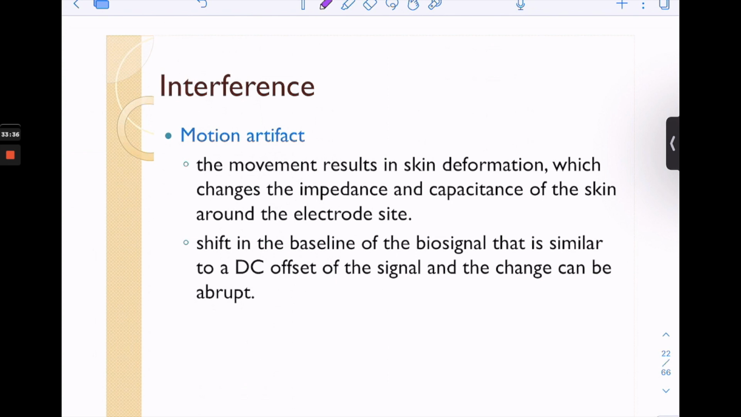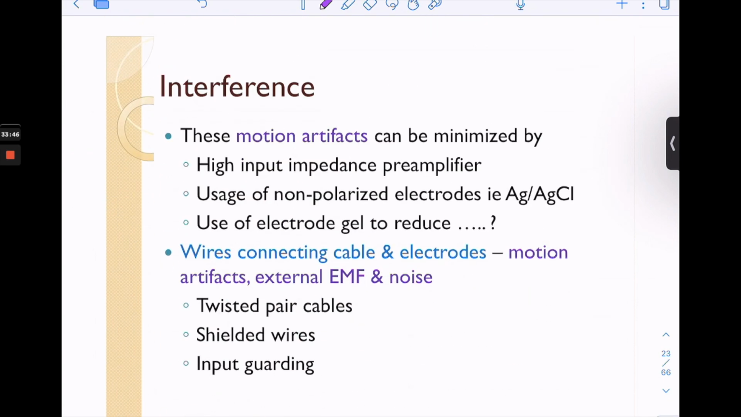So there is a shift in the baseline of the biosignal that is similar to a DC offset of the signal, and the change can be abrupt. So we don't want to have this kind of artifacts, so that this artifact can deteriorate our signals.